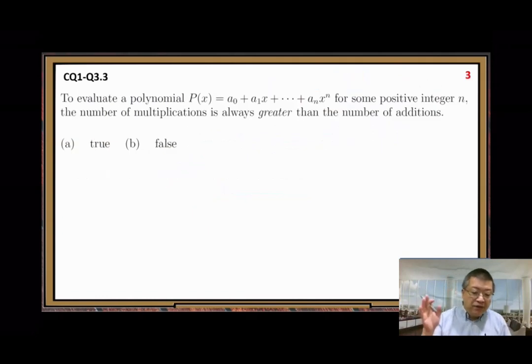The third one: to evaluate a polynomial in the general form, for some positive integer n, the number of multiplications is always greater than the number of additions. The key part is "always greater." This statement, true or false? This is a simple question. If you have the right background, you can answer it easily. The right background is the topic we covered in part A and B, polynomial evaluation, Horner's rule. So this is a Horner's rule question.